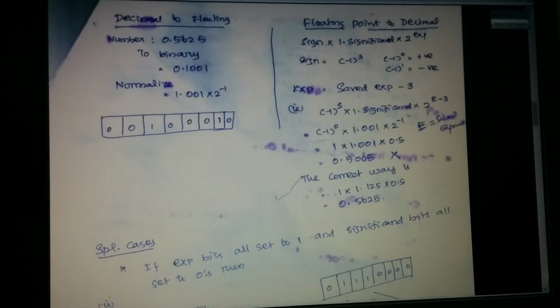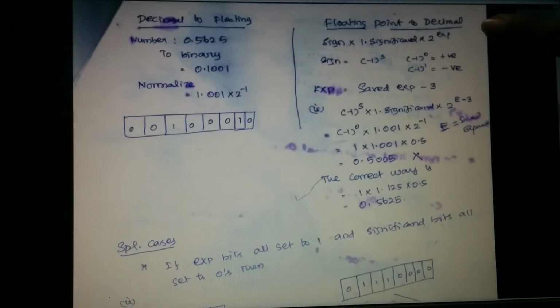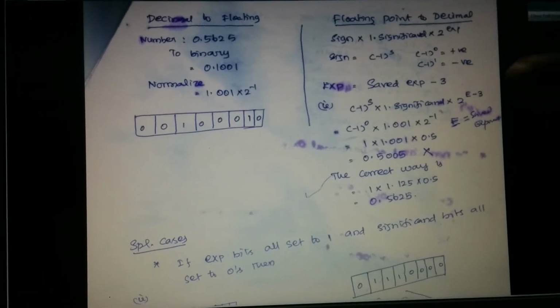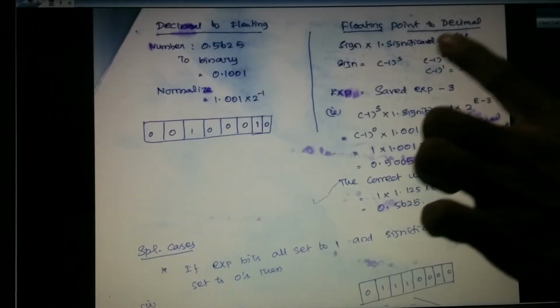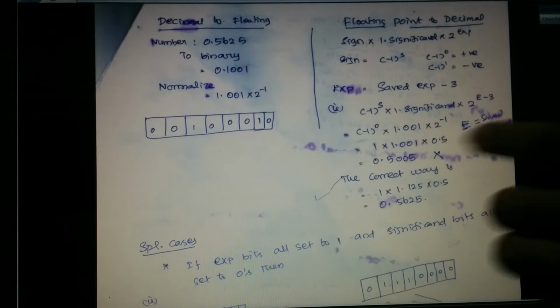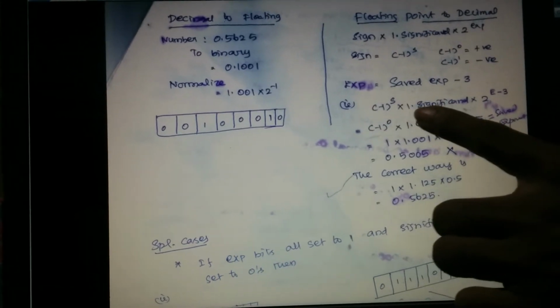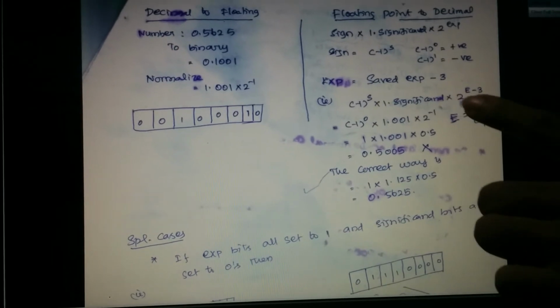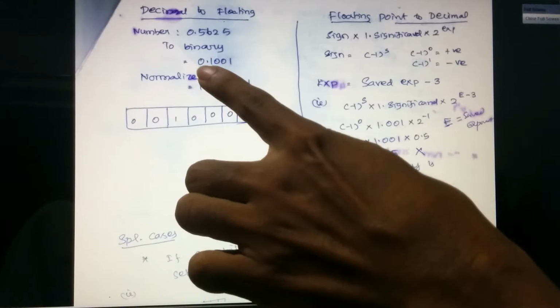Now I will explain floating point to decimal. Here, as my friend said, there is a certain format for converting floating point to decimal. Here it is mentioned: sign, times 1 point significant, times 2 to the power exponent. So here there is an example: (-1) to the power sign, times 1 dot significant, times 2 to the power e minus 3.